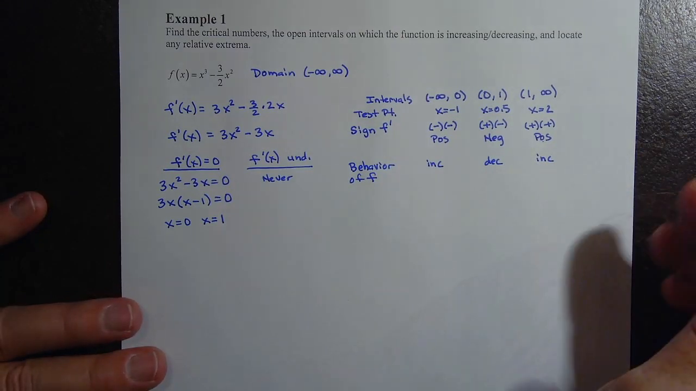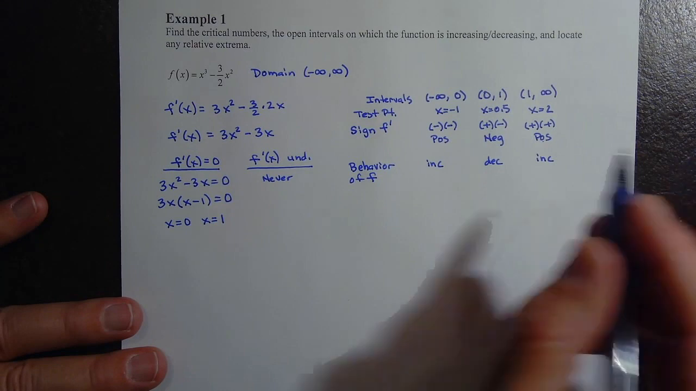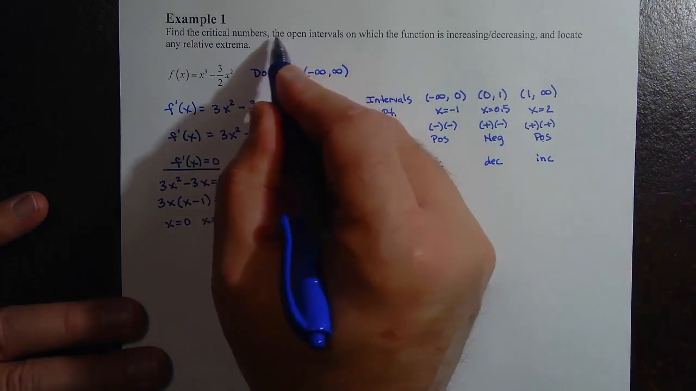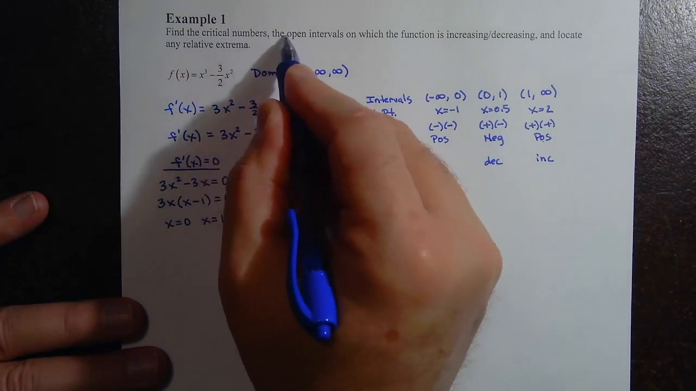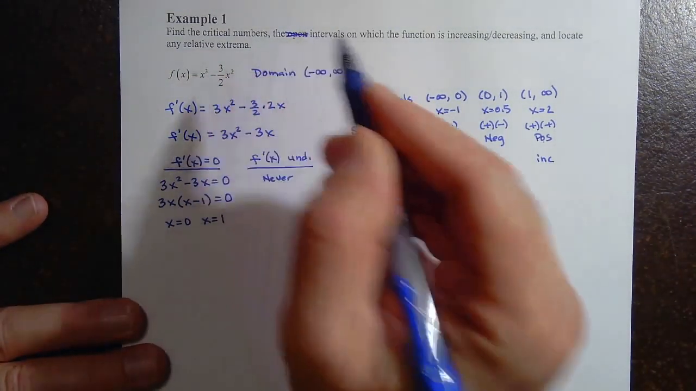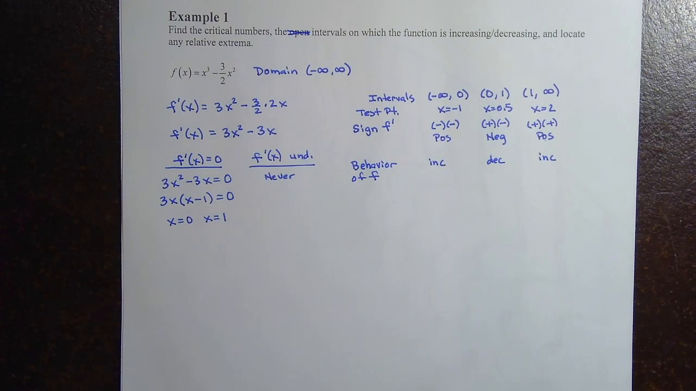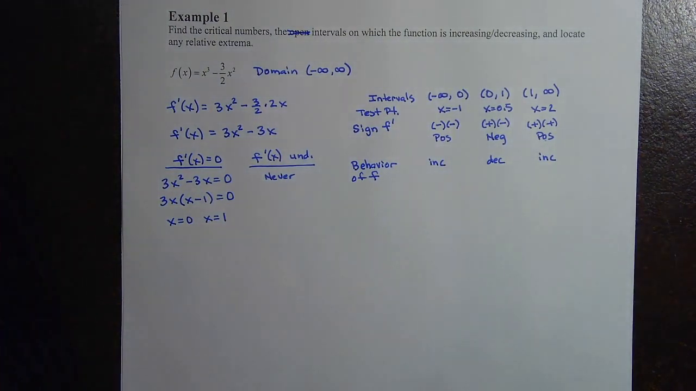So now, I want to take out this, okay? I shouldn't have said this. Find the critical numbers and the intervals, okay? So a lot of times on the AP exam, they're going to just say open intervals, okay? And then you don't have to worry about including the endpoint, okay?